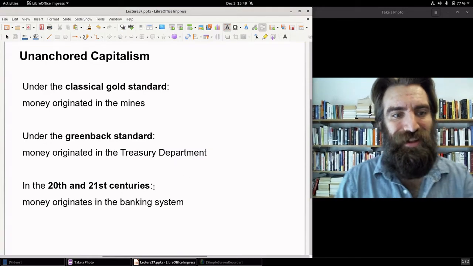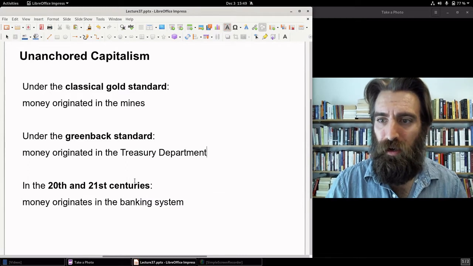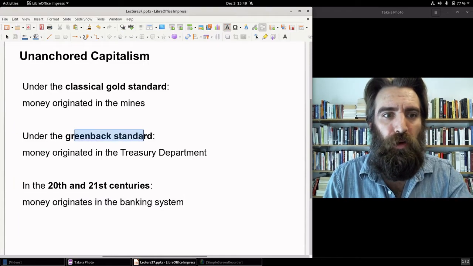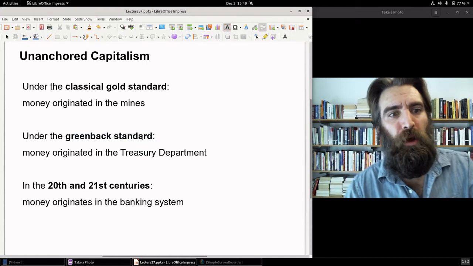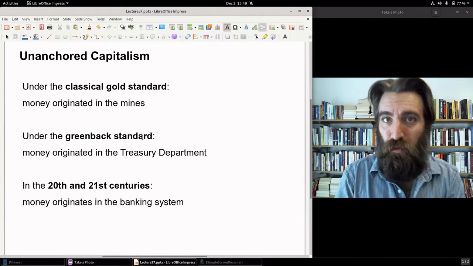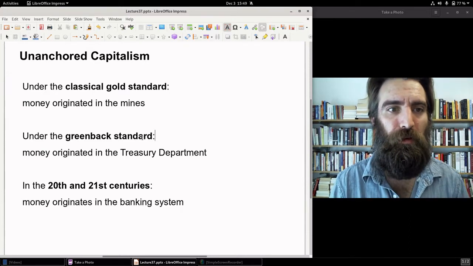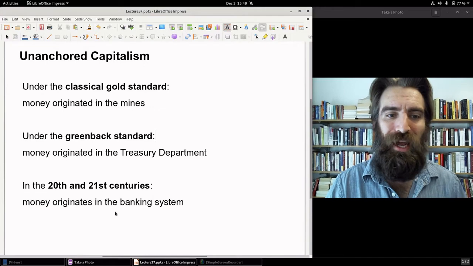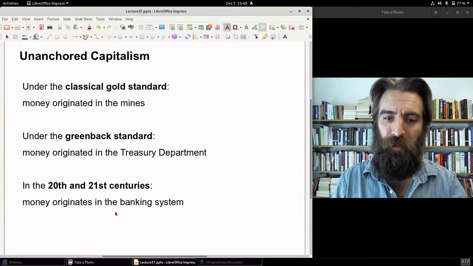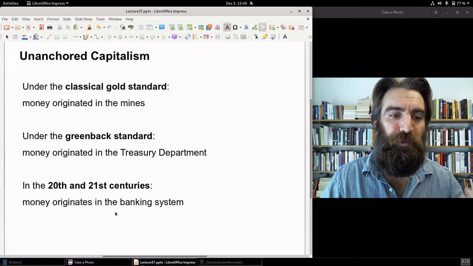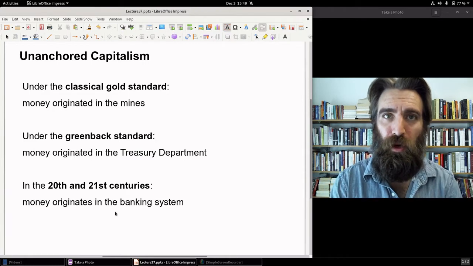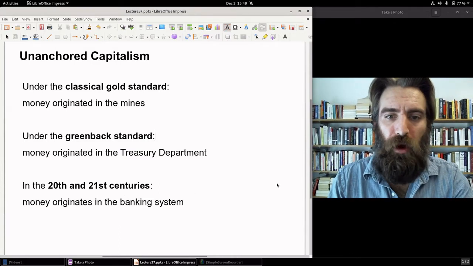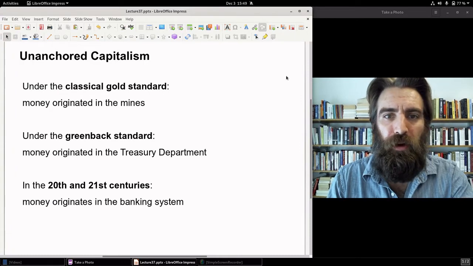But since the 20th century and into this 21st century, we live in an era now where money originates in the banking system. Now, under classical gold standard, you still had banks. Under the greenback standard, you still had banks, but the money didn't originate in the banks. The money made its way to the banks, in many cases, because depositors would deposit their money in the banks, and that's how the banks received that money. But here the money has its origin in the banking system, and that gives the banking system a leg up. It gives the banking system an advantage because it is the first one to have access to that money. And so that's another unique feature of this finance unanchored capitalism.